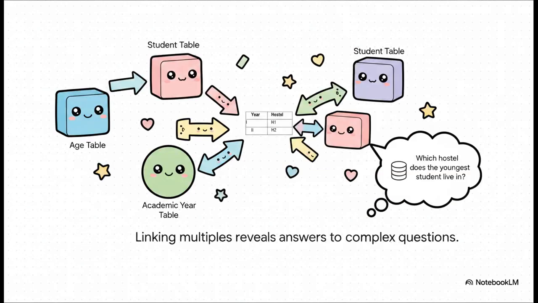And we can take it even further. Say we have a third table linking the academic year to a specific hostel. By linking all these tables using those common attributes, it's like a giant puzzle coming together. We can finally ask the system really complex, multi-layered questions, like taking the age from the first table, the year from the second, and the hostel from the third. We can instantly figure out which hostel the youngest student lives in. And honestly, that is the true power of relational data.